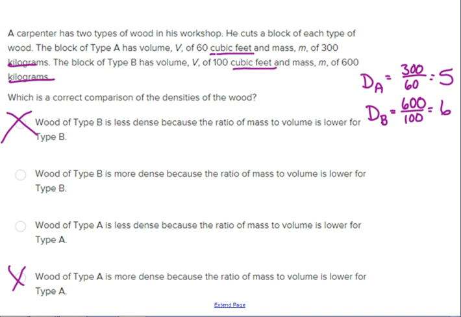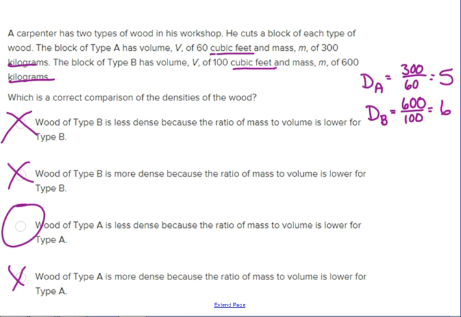Let's look at the third one and make sure that we haven't overlooked something. Type A is less dense because the ratio of mass to volume is lower for type A. That makes sense. Less dense, lower ratio. Okay, so you just got to pay attention to those details when it comes to this.